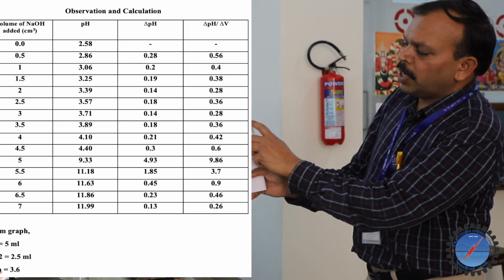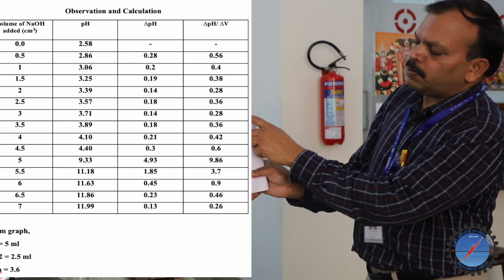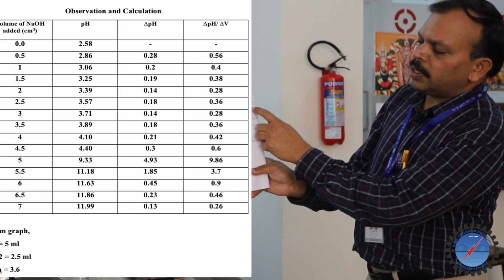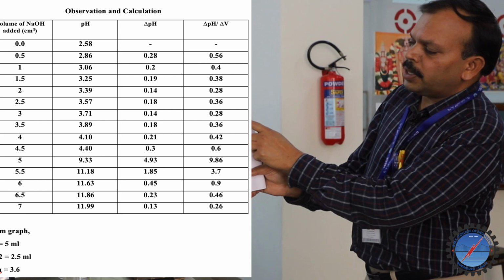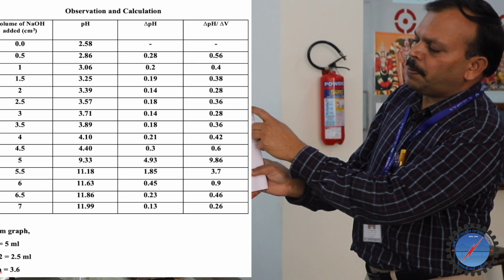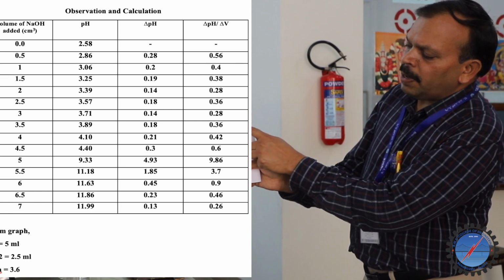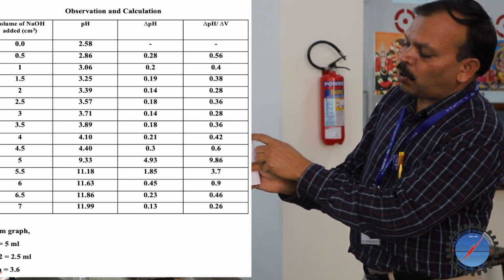See, the first graph we plotted is pH versus volume of NaOH. We are going to get an S-shaped sigmoid curve: a slow increase, a sudden jump in pH, and a slow increase. One more graph is delta pH by delta V versus volume of NaOH.